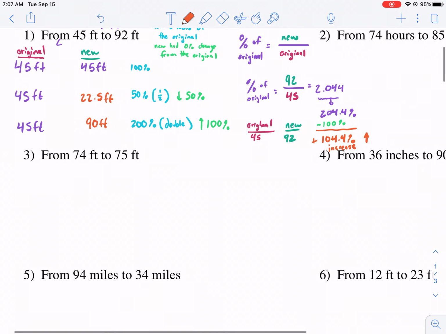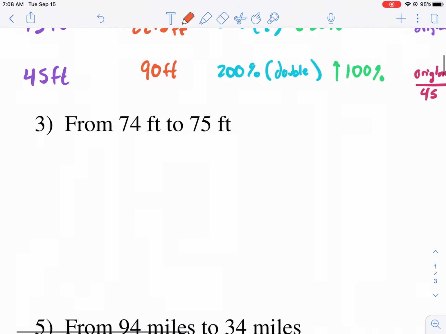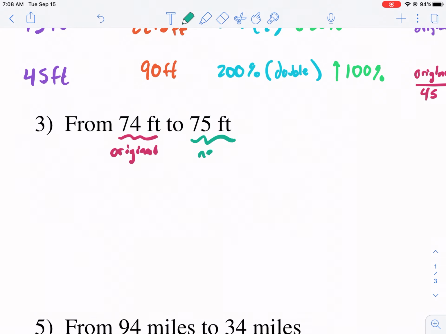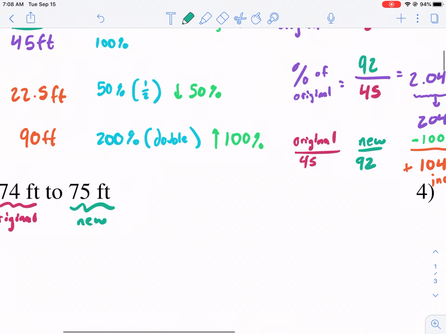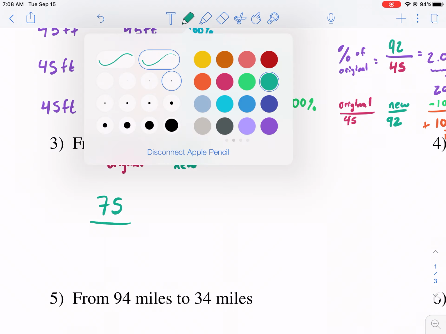This would almost be a great place to stop here, but let's do a couple more examples. Let's do 74 to 75. Notice how these are very similar. So here's our original. Here's our new. Okay? What are we going to do here? Always take your new divided by your original. So we take 75 and we're going to divide this by 74.